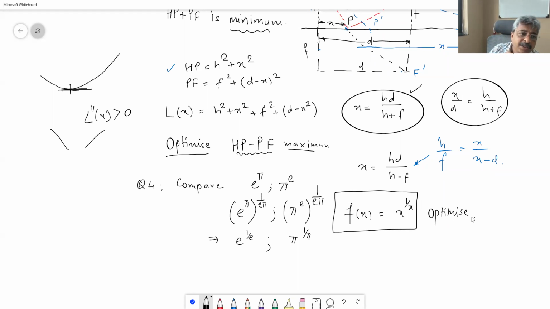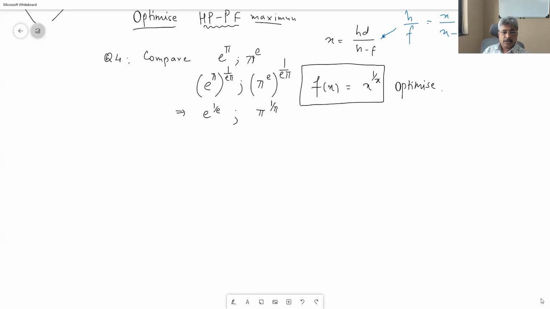Okay, so that may be the starting for you. Optimize f of x is equal to x raised to 1 upon x and find out whether you can get the answer for this problem or not. Okay, so f of x is equal to x raised to 1 upon x.